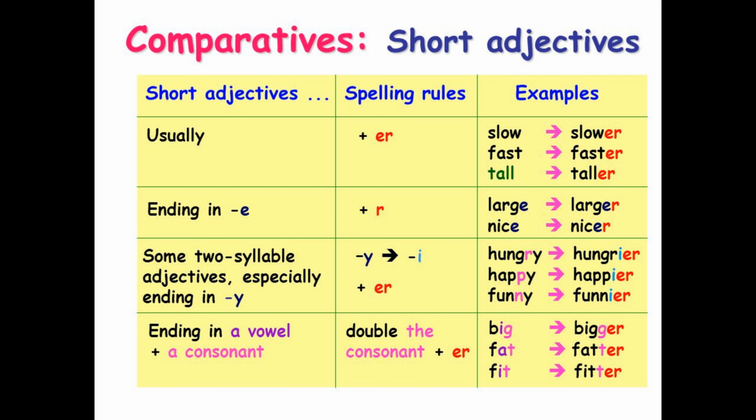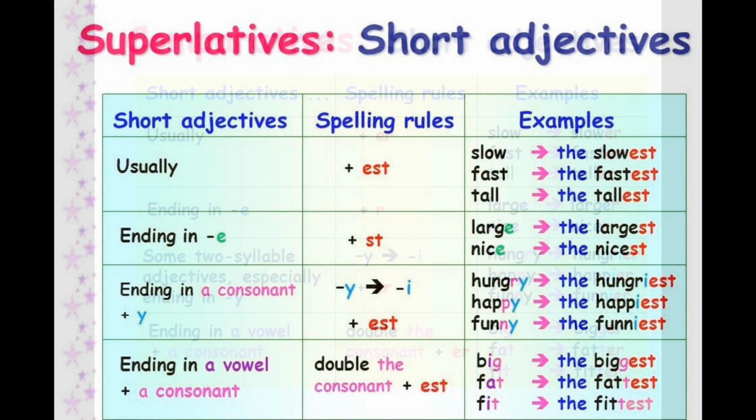Comparative adjective: we add er to the adjective plus than. If you find the adjective with er, we must put than after the adjective. If you find than, you have to write or choose the adjective with er. Okay?